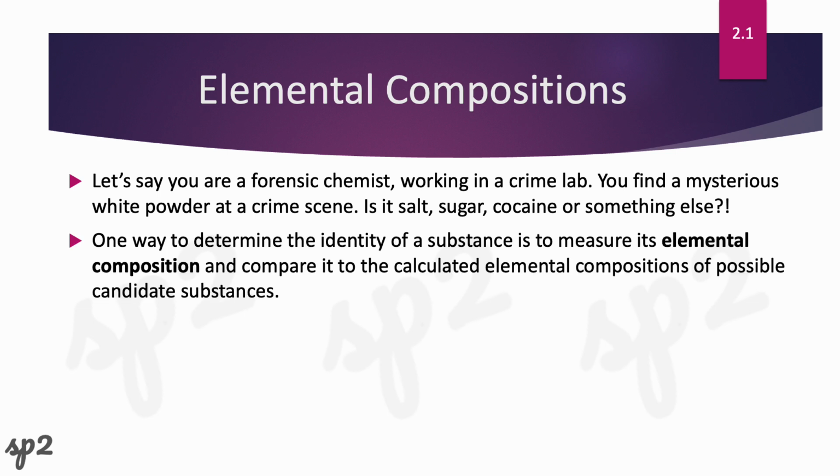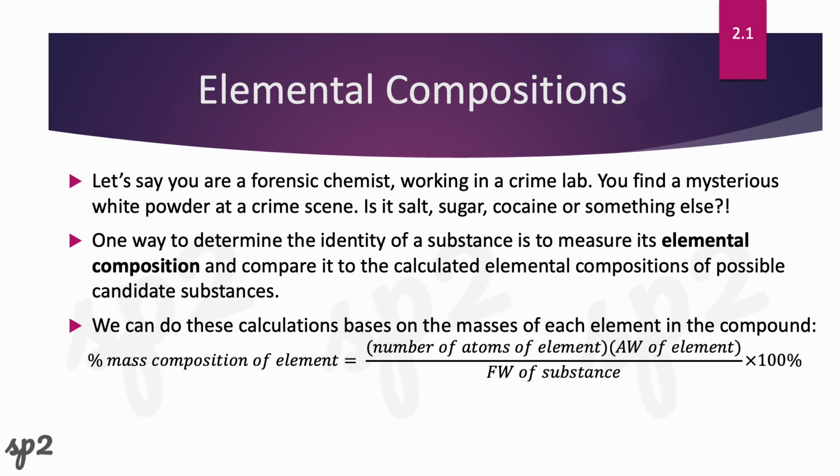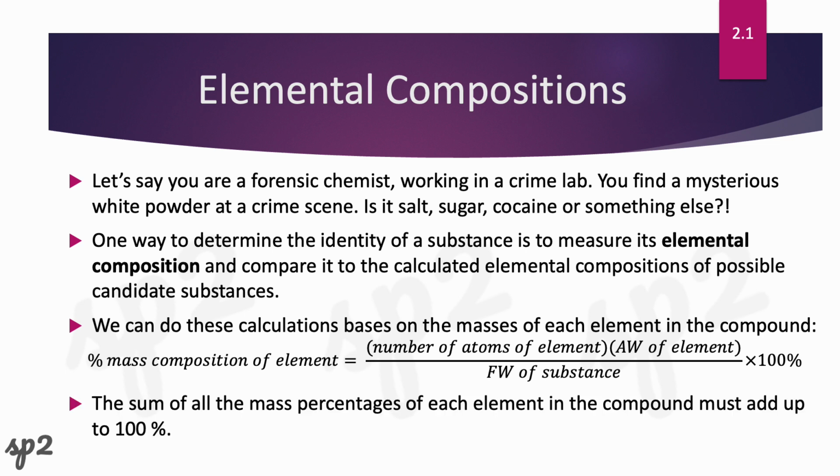One way to determine the identity of a substance is to measure its elemental composition and then compare that to the calculated elemental compositions of possible candidates for that substance. We need to follow this equation here. The percent mass composition of each element is equal to the number of atoms times the atomic weight of that element, divided by the formula weight of your substance, and then you times that by 100 because we're trying to get the percent, right? Keep in mind that when you sum all of these mass percentages of each of these elements, that must be equal to 100%.